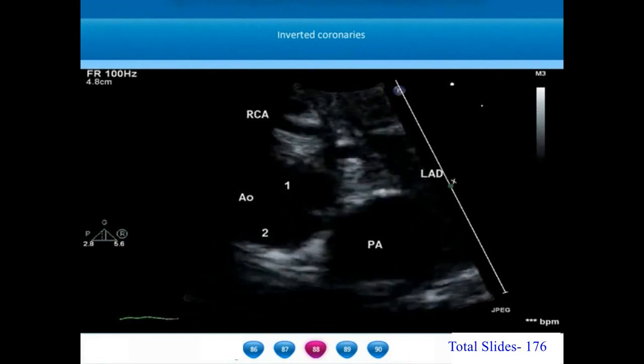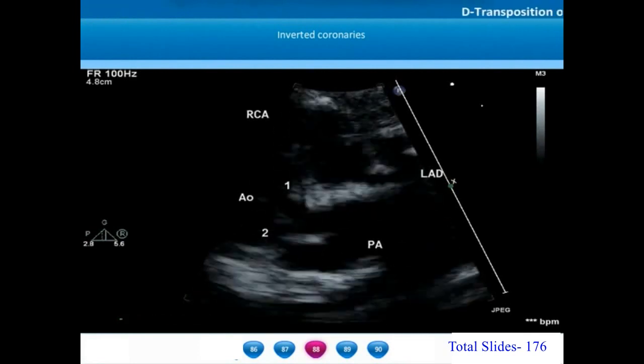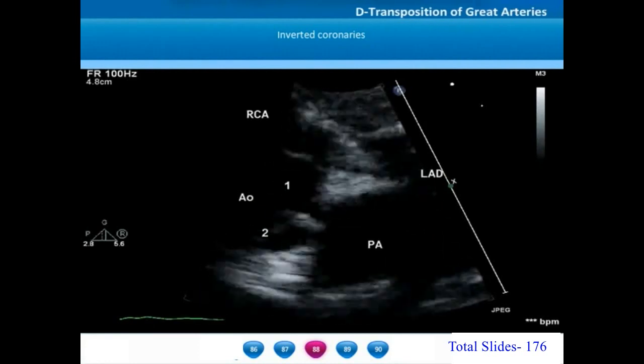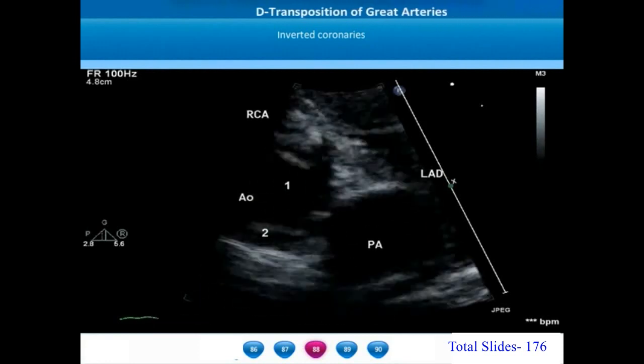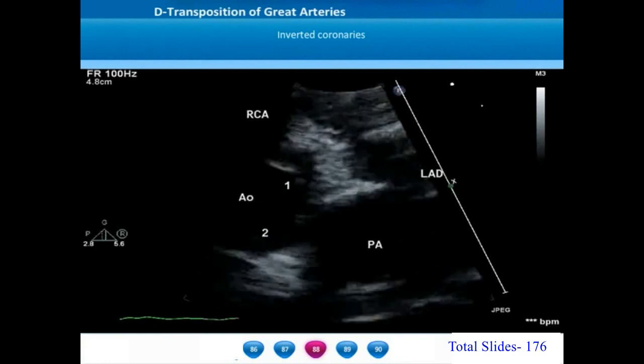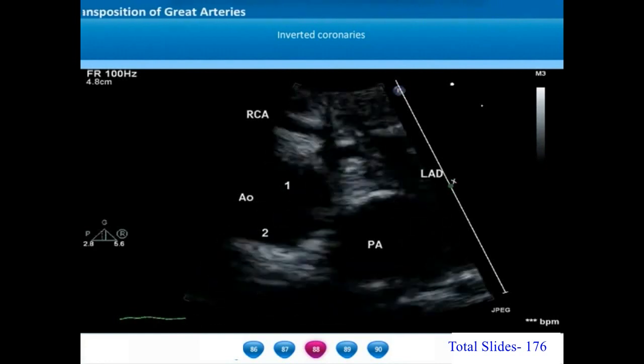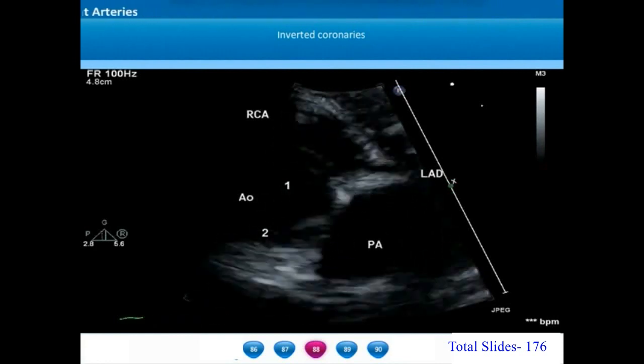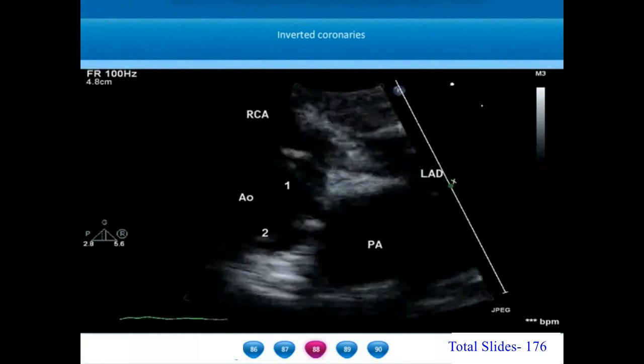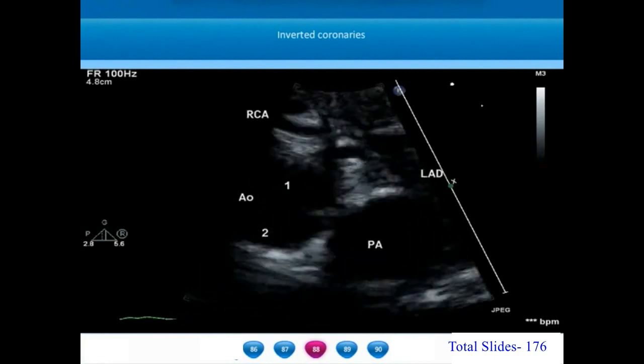The two facing sinuses are numbered as 1 and 2. The sinus 1 is the left and anterior facing sinus. The sinus 2 is the right and posterior facing sinus. Whenever the right coronary artery is originating from sinus 1, then it is called inverted coronary.